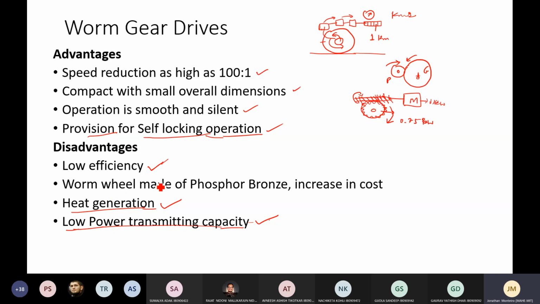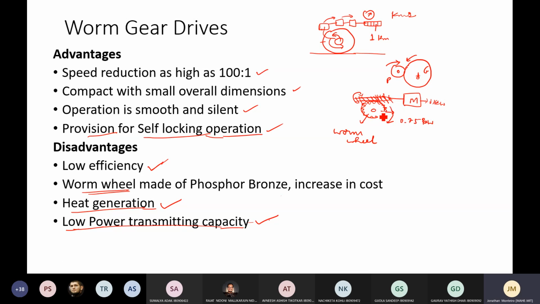One final point that we need to understand is worm wheel is made of phosphor bronze, increase in cost. So this is something special which we have not seen in any of those gear combinations. It says particularly worm wheel. So worm wheel means the gear which we are talking about. Okay, so this is the worm wheel. This worm wheel should be made of phosphor bronze. For most of the applications, it is made of phosphor bronze.